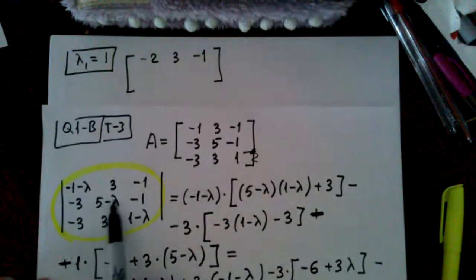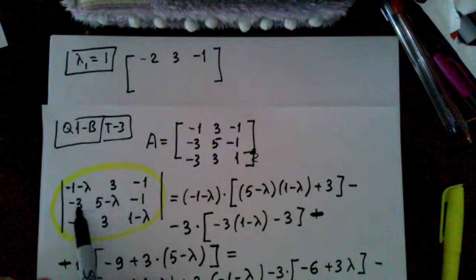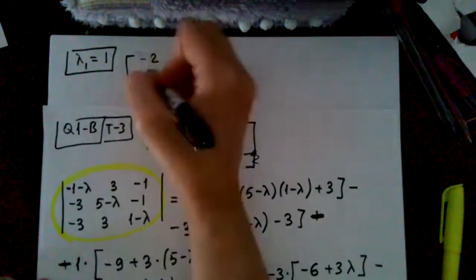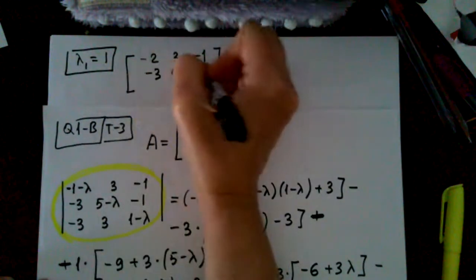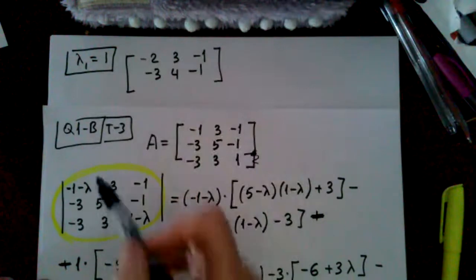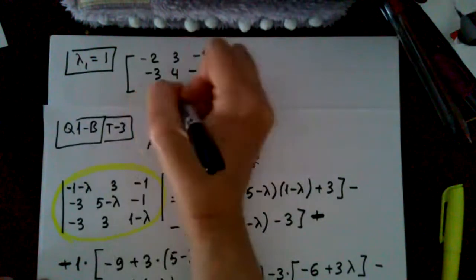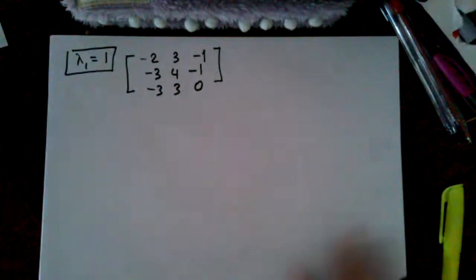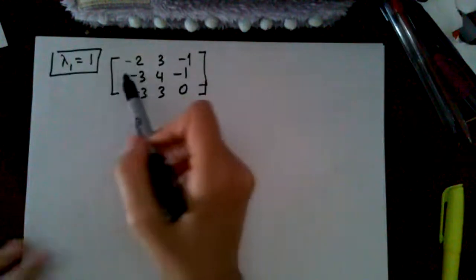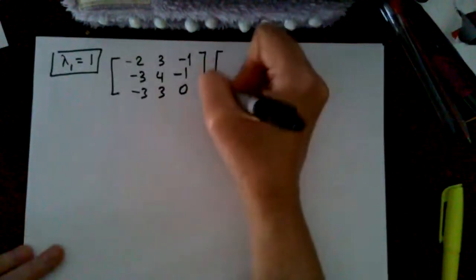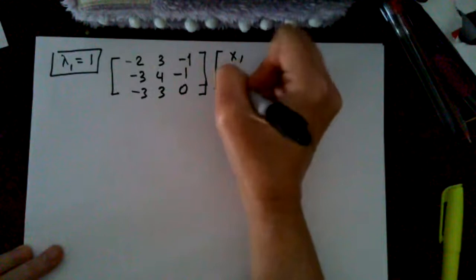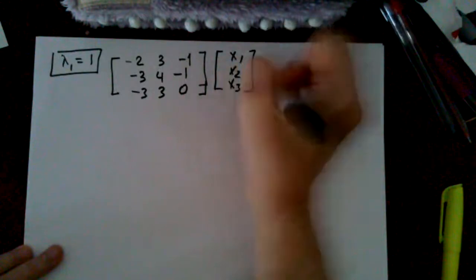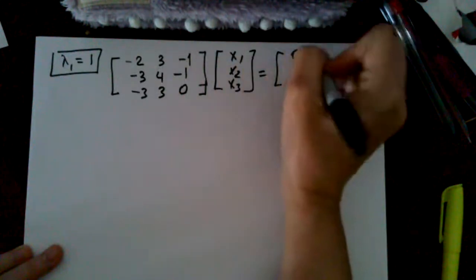Okay, the second row, we are substituting 1: 5 minus 1. So minus 3, 4, minus 1. Is it correct? Yeah, correct. And finally, minus 3, 3, and here we have 1 minus 1, it will be 0. Okay, so this is how this matrix looks for the case of lambda equal to 1. Of course, you need to multiply this by x1, x2, x3, our eigenvector, and set it equal to 0, 0, 0.